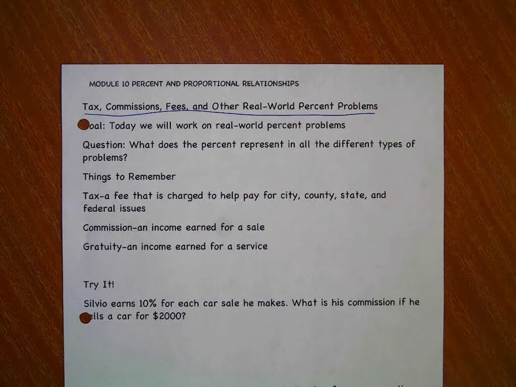So some things to remember. Tax is a fee that is charged to help pay for city, county, state, and federal issues, like having potholes in the road. A commission is an income earned for the sale of something. Usually you make commissions if you're a car dealership or if you're a jeweler. And then gratuity is an income earned for a service. So for example, when you give tips to a waiter or a waitress, sometimes you give tips to taxi cab drivers or someone who moves your luggage at a hotel. So that's considered a gratuity.